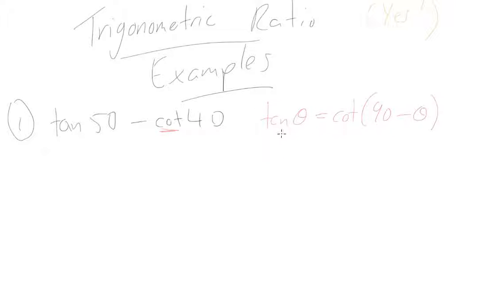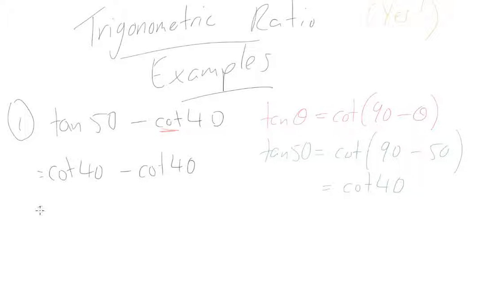So let's go to tan 50. Tan 50 equals cot of 90 minus 50, of course just substituting in 50 for theta there. So tan 50 is actually equal to cot 40. So this question is the same as cot 40 minus cot 40, which is, of course, 0.